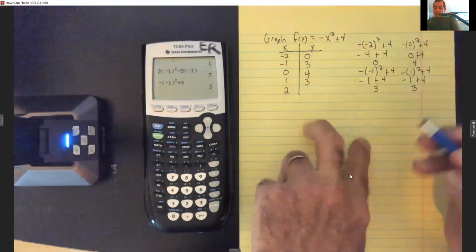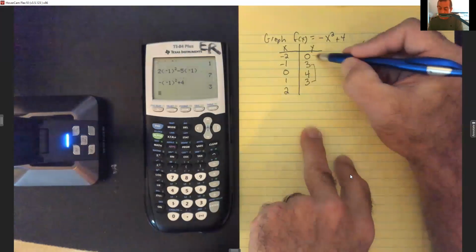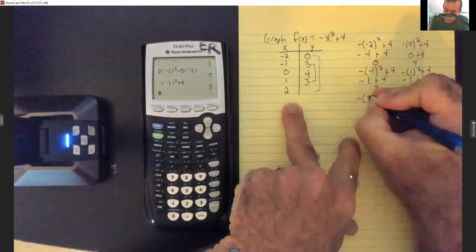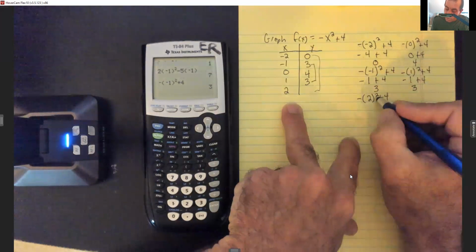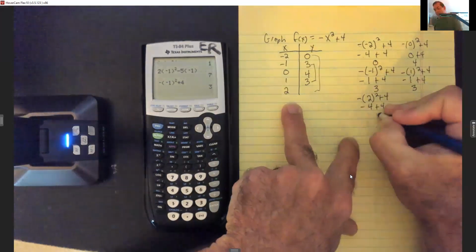So now you're starting to see the symmetry on either side. So we're probably going to get a 0 for this one. So negative 2 squared plus 4. Remember, 2 squared is 4. So you get negative 4 plus 4, which is 0.